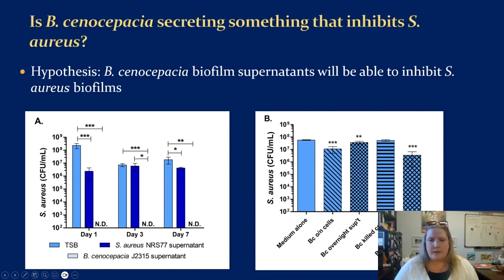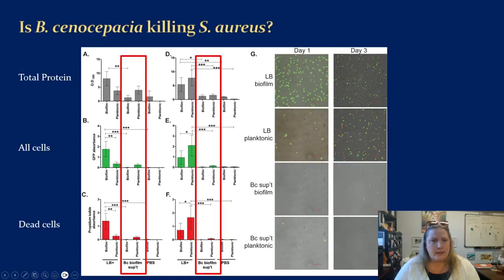Or if we take Burkholderia cells and we kill them with heat or sonication, or if we concentrate them, most of these produce a little bit of a reduction, not even tenfold reduction, and none of them produce such a strong inhibition as the biofilm supernatants. All right.